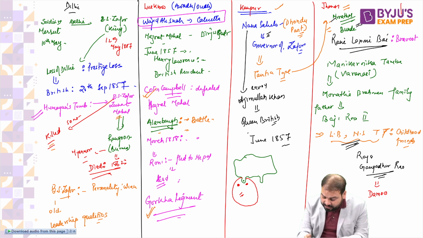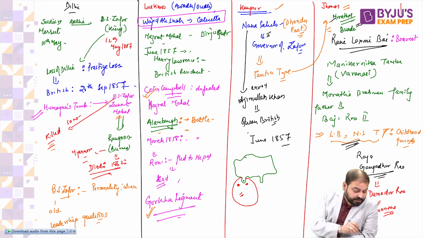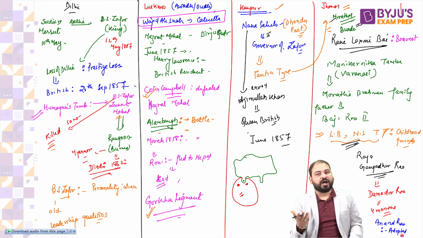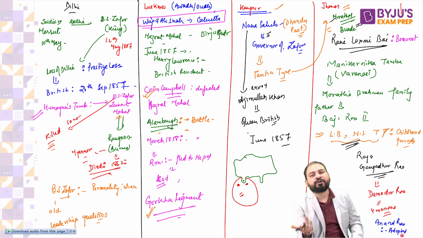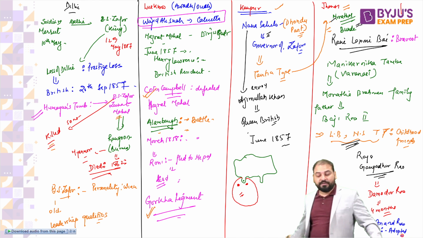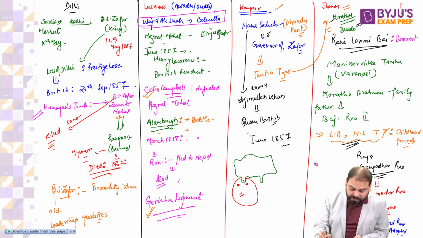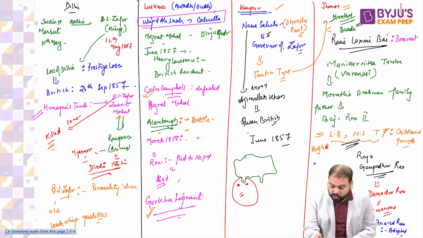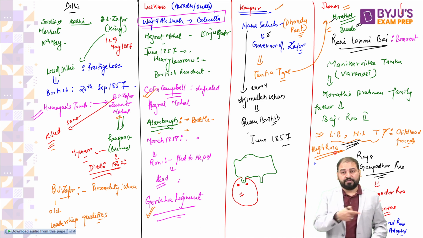Now they have a son whose name is Damodar Rao. But as you all know, he died after 4 months of birth. So the family adopted a child named Anand Rao. Now I don't have to tell you guys, the story after this is what? Doctrine of lapse. She is requesting the Britishers to make Anand Rao the king, and the Britishers are like, no, he's an adopted ruler. She started fighting against the Britishers and was defeated by Hugh Rose. The name is given there.